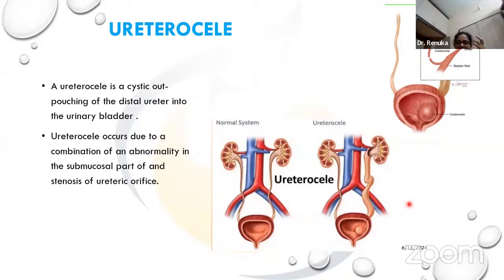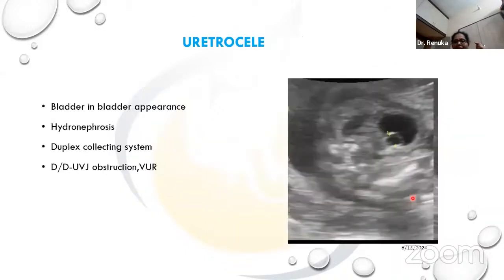So when you are imaging the bladder, you will identify a small cyst-like structure inside the bladder. This is what we call a bladder within bladder appearance. And this will help us to come to the diagnosis of an ureterocele.